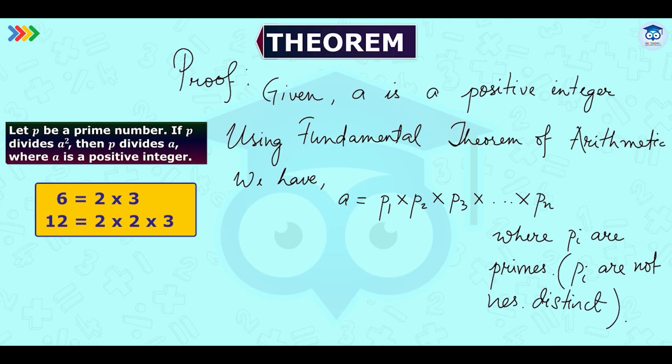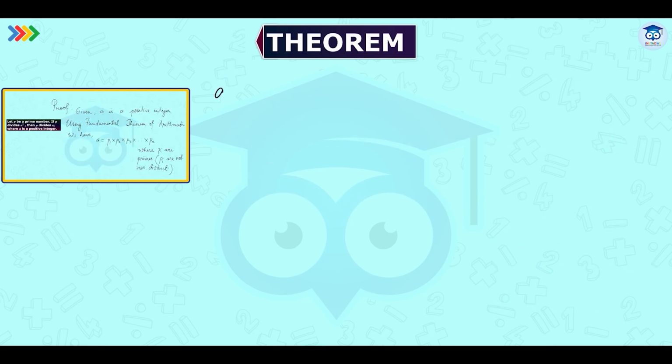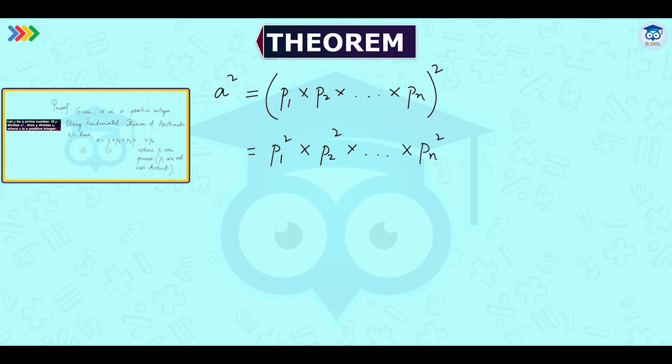So here we have A as a product of primes, so we can square this equation. Squaring on both sides, we have A square is equal to (P1 into P2 and so on Pn) square. When we square this, we square each prime using the law of indices. So P1 square into P2 square and so on, Pn square. So we have A square is equal to this.